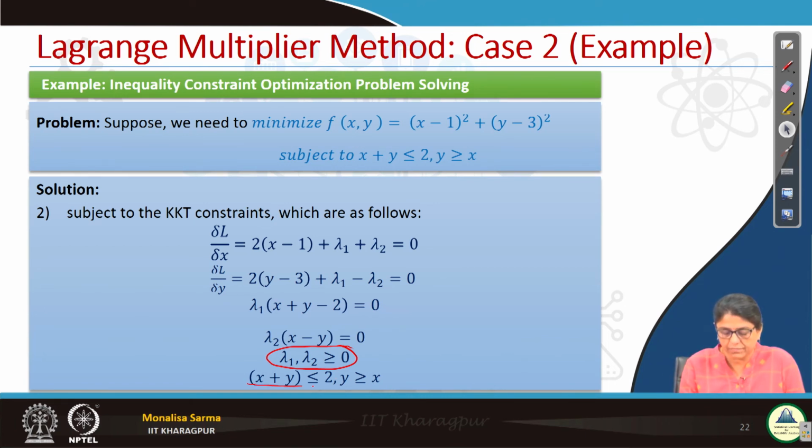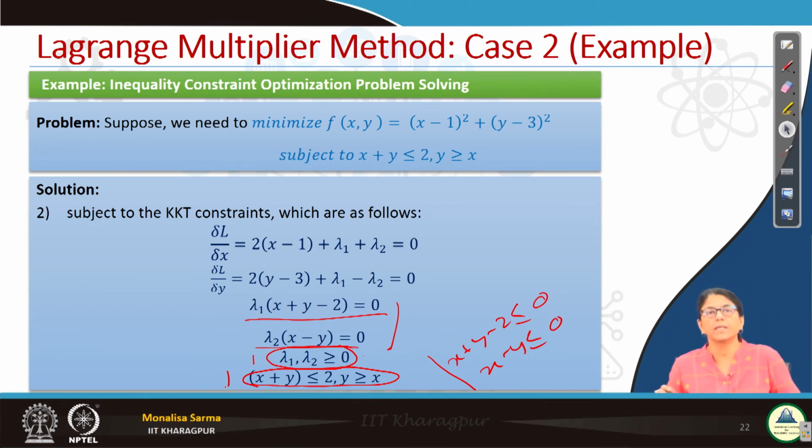I can write it in the hi less equals to 0 format also. That means x plus y minus 2 less equals to 0, then x minus y less equals to 0. So, lambda 1, lambda 2 greater than or equal to 0, this less equals to 0, then what is the next constraint? Lambda into hi is equals to 0. This is one constraint, this is one, this is one. So, these are my KKT constraints.